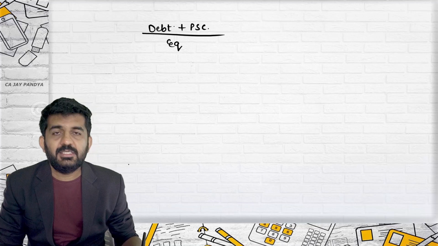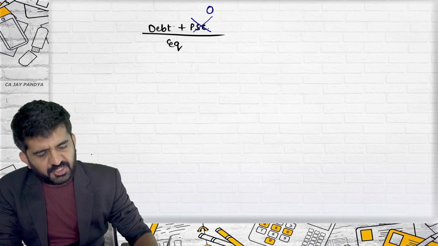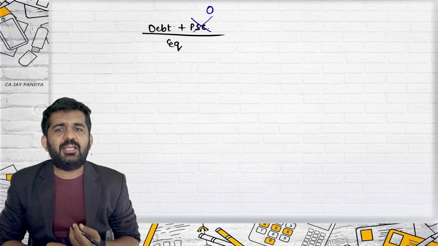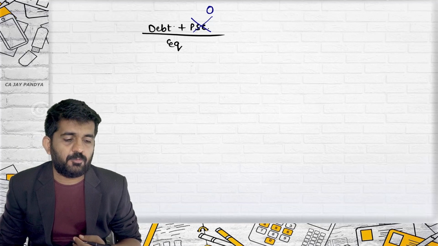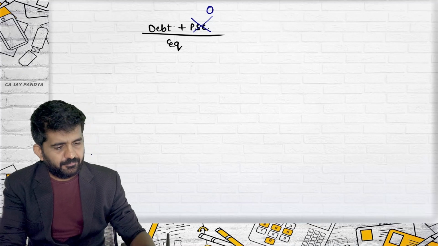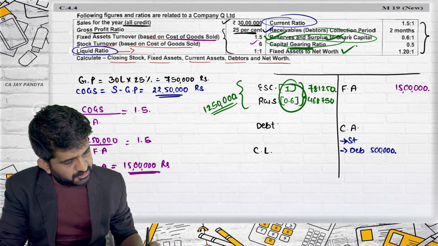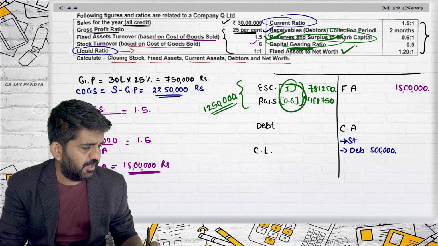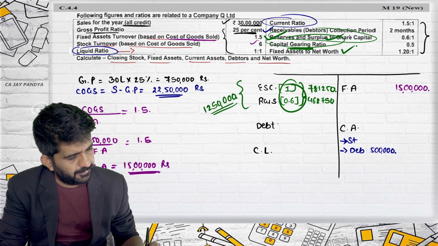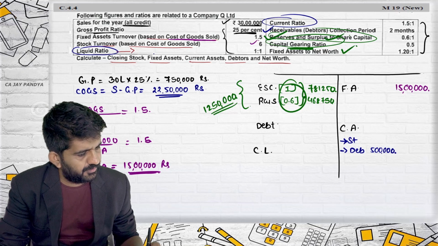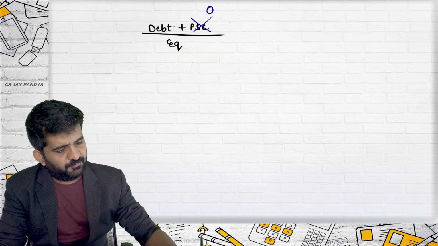In this case, in absence of information, I am assuming preference share capital is 0. Now you will ask me, sir, why assume that preference share capital is 0? Because there is no way by which we can find out preference share capital. That's all. Then your debt to equity ratio is 0.5. Alright. And capital gearing ratio is 0.5.